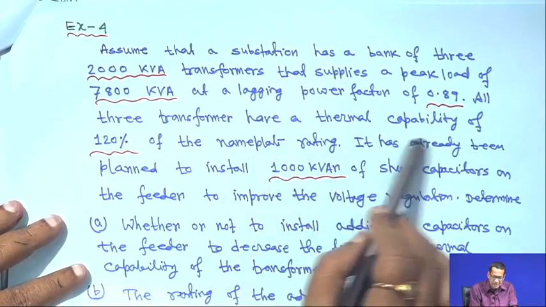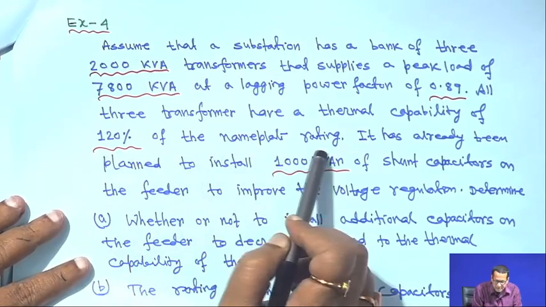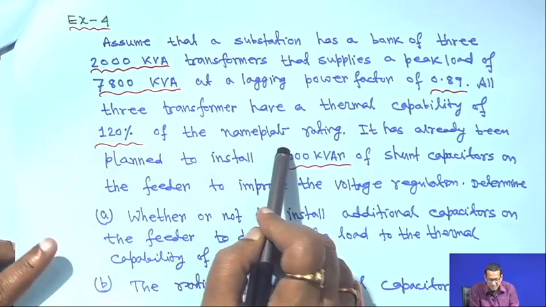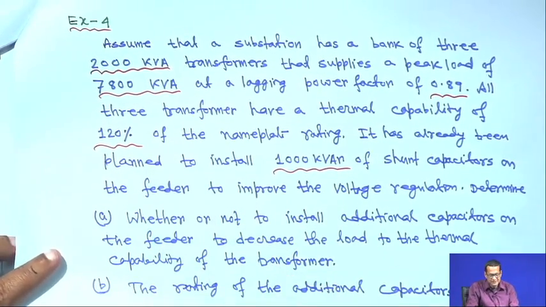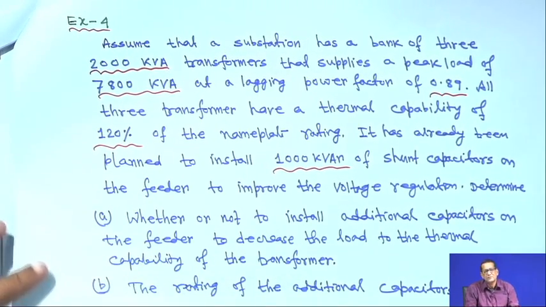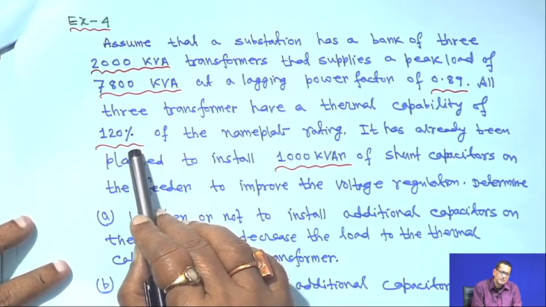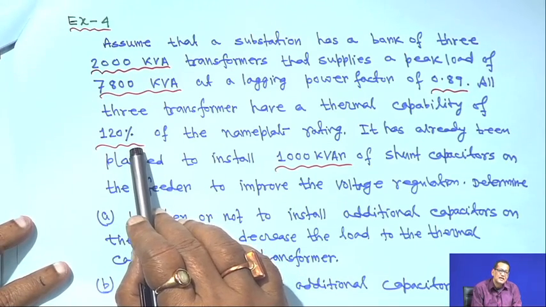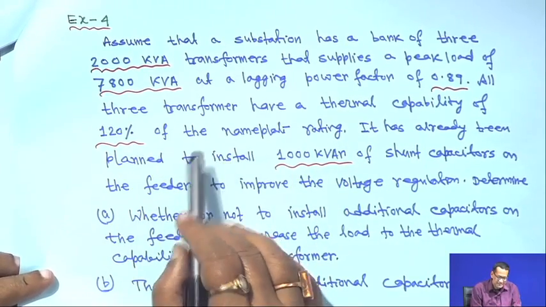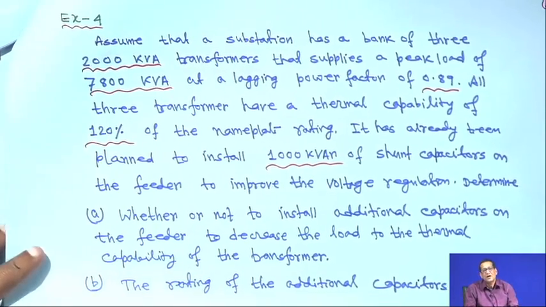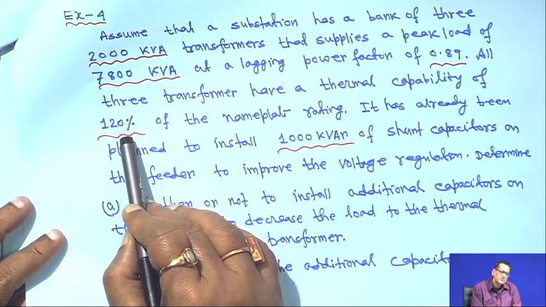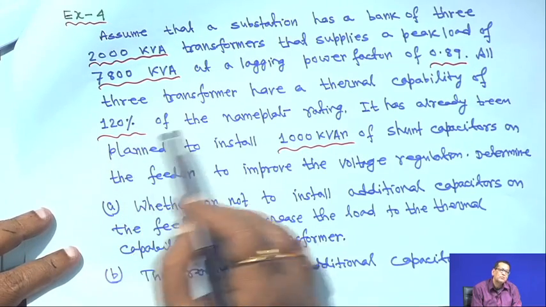All 3 transformers have a thermal capability of 120% of the nameplate rating. Whenever they give this kind of thing, 120% of the thermal rating, thermal capability, you will consider it this way, as I am sure you have studied in machine design for transformer design. The meaning is that this transformer can take an overload of 20% more than that. It is thought about from the temperature rise point of view and insulation failure also. So the transformer can take a maximum of 20% overload, that is the meaning.